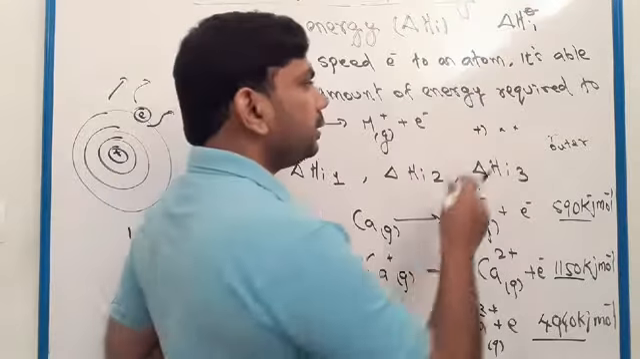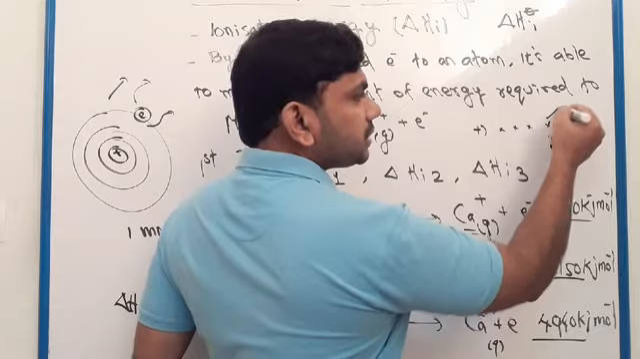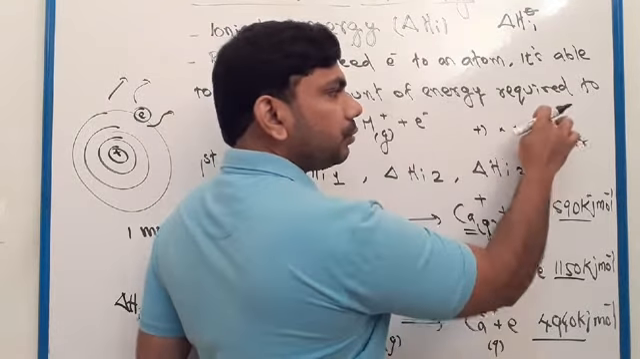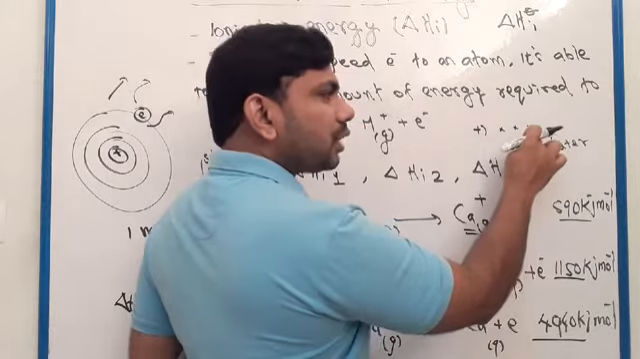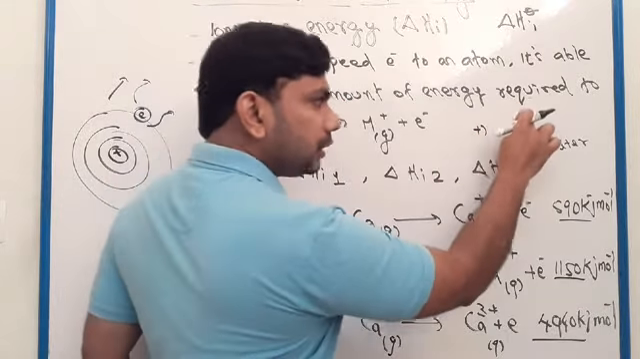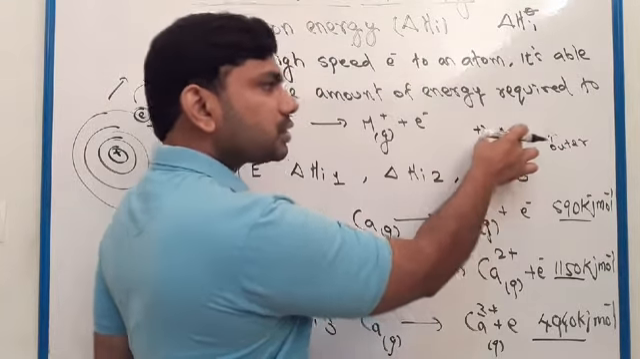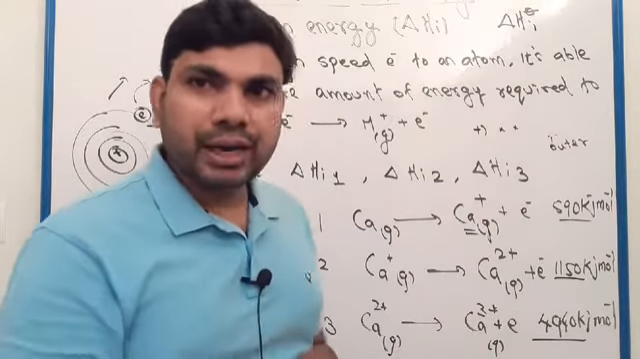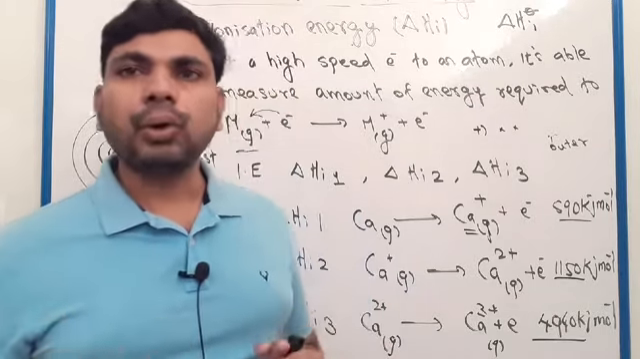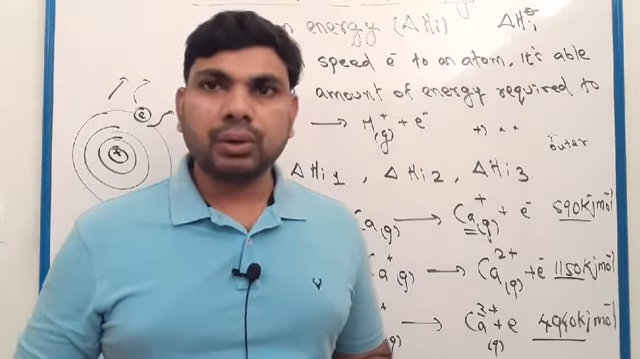I showed here, this is the nucleus and these are different electrons. This is the first outer shell electron, it is far from the nucleus. After removing this electron, the next outer shell electron is close to the nucleus. After removing this electron, the third outer shell electron is much more close to the nucleus. So attraction between the nucleus and the outer shell electron will be more and it needs more energy to remove this electron.